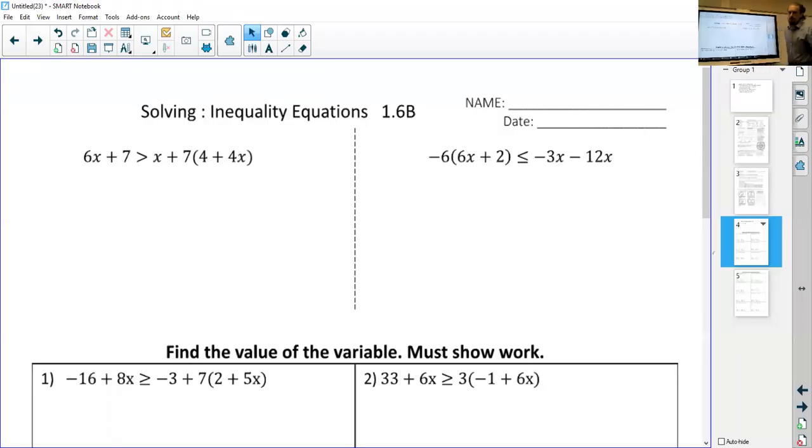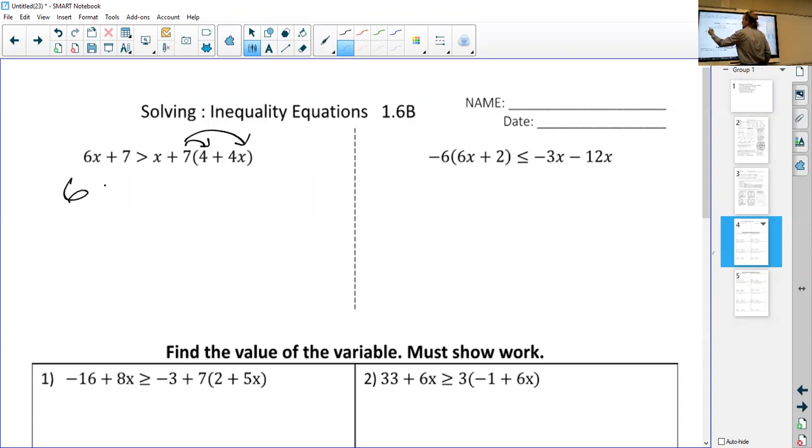So we're continuing on with inequalities. We're doing multi-step inequalities today, which again is the same core concept as when we did equations, just with a different symbol in the middle. So we still start off, we want to get rid of our parentheses first, so we can distribute out. Copy the rest down, so 6x plus 7 greater than x plus 7 plus 4 is 28.